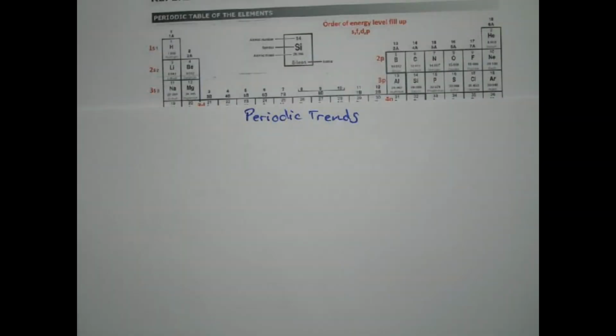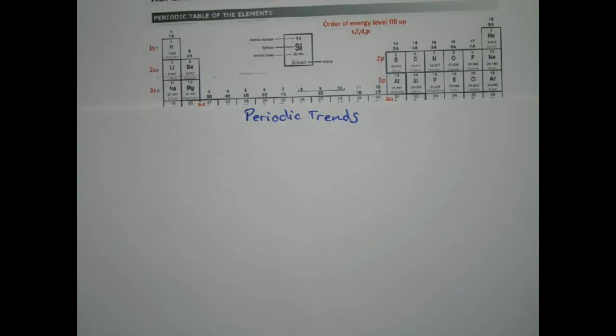Today we're going to be talking about periodic trends. There are actually 4 trends we're going to talk about in this unit: atomic radius, electronegativity, ionization energy, and ionic radius. But before we go into those 4, we're first going to talk about periodic trends in general.